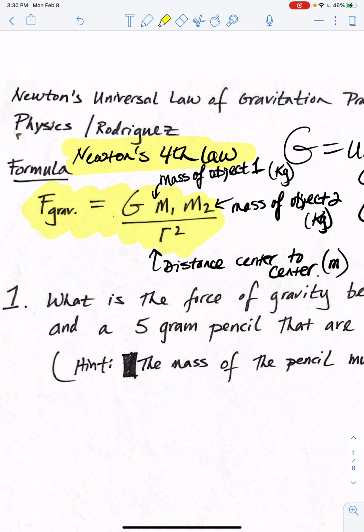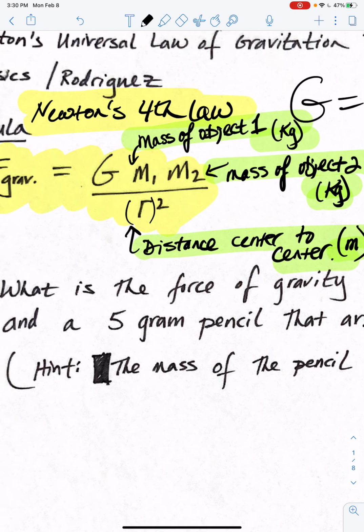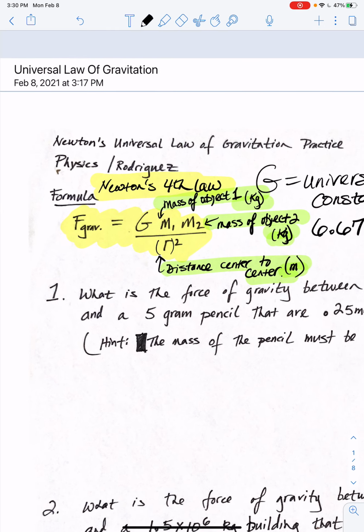So we have the mass of object 1, the mass of object 2 in kilograms, distance center to center in meters, and this is going to get squared, right? We should notice that this is r squared. And that's very important because you don't want to forget to do that, or you get the answer wrong. All right, so that's what we have here for the force of gravity. If we calculate this, then obviously we're going to get units of newtons.